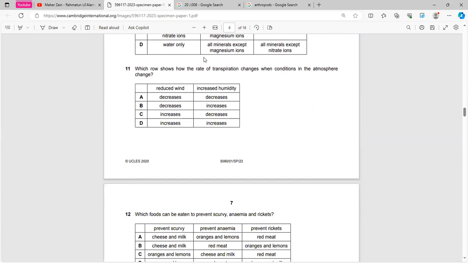Now we need to know the factors affecting rate of transpiration. We know that humidity has an inverse relationship with transpiration. The greater the wind, the greater the transpiration; the greater the temperature, the greater the transpiration. So if there is reduced wind, obviously the rate of transpiration will decrease, and if the humidity increases, the rate of transpiration will decrease. So the option is B.